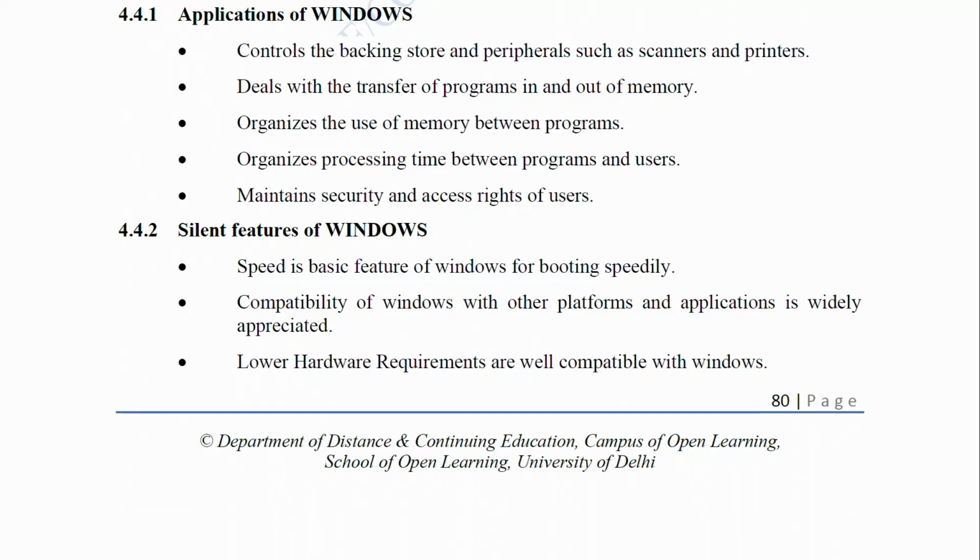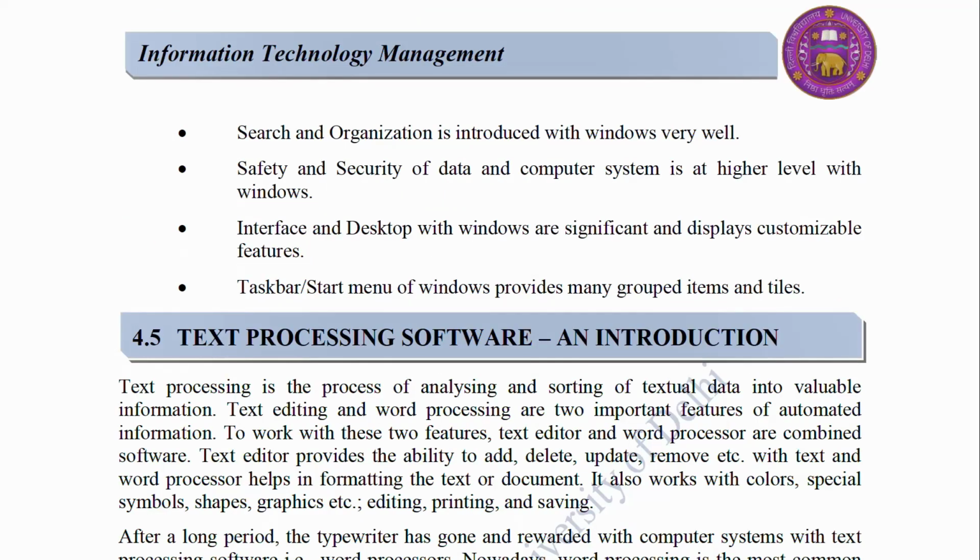4.4.2 Salient features of Windows. First point, speed is a basic feature of Windows for booting speedily. Next point is compatibility. Windows' compatibility with other platforms and applications is widely appreciated. Next point, lower hardware requirements are well compatible with Windows. Next point, search and organization is introduced with Windows very well.